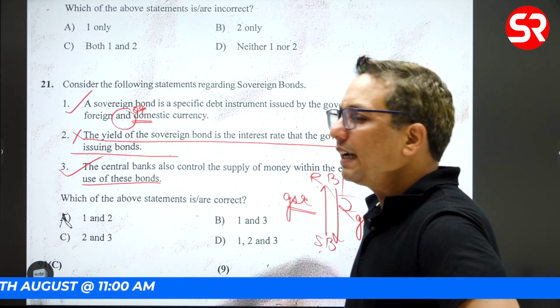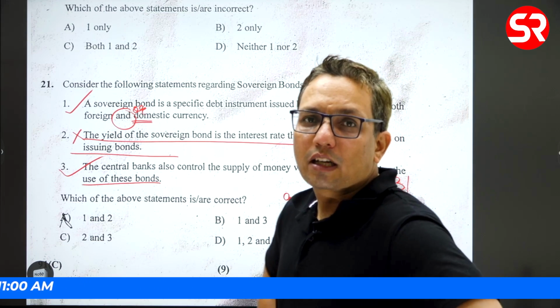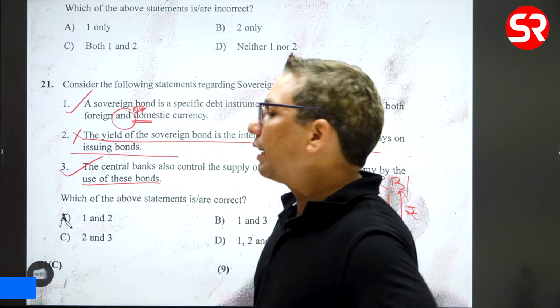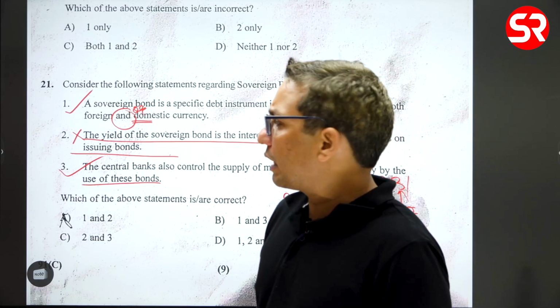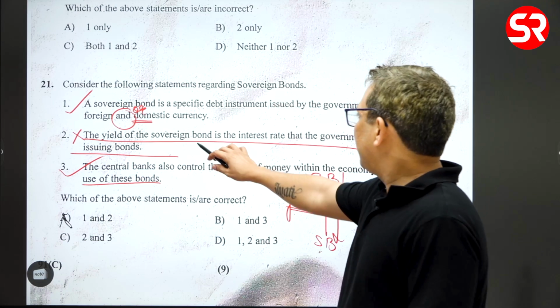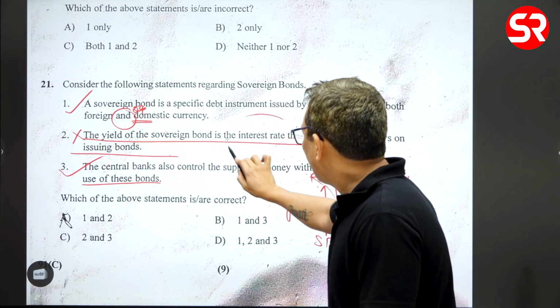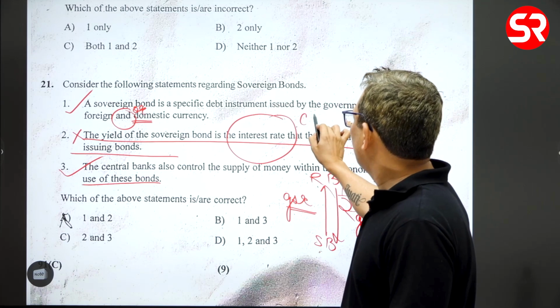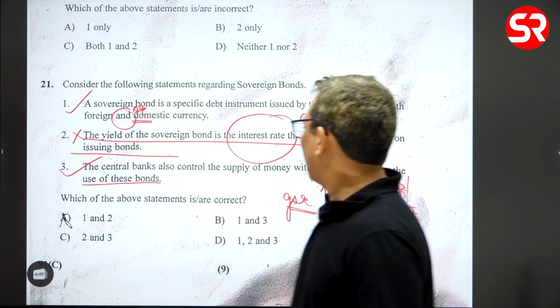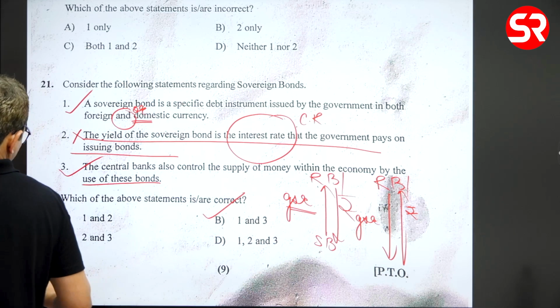Look, as per the key of the commission, they are saying all three are correct. But I would contest this, because I would say that the yield of a sovereign bond is in the secondary market. It's not the interest rate which the government is giving. Government always gives the coupon rate. All right, so I would say only B.